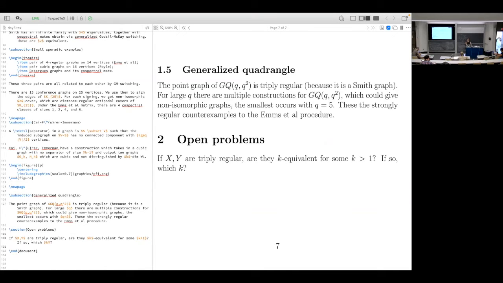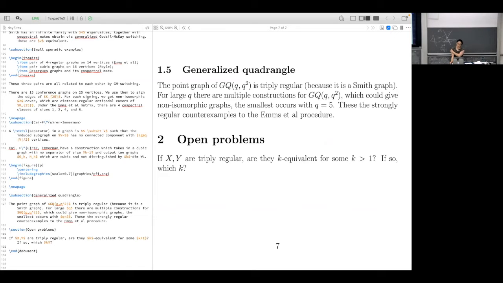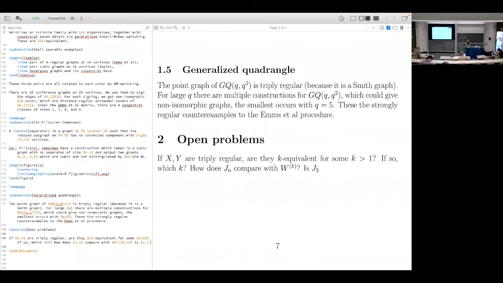So for this procedure of m's and all, I need k to be 2 to have an infinite family. But does it have to be? But what is the actual truth? Maybe there are 3-equivalent, triply regular. I don't know. If you want the thing that corresponds to triple products, that should be 3. And then also, how does the Johnson algebra J_n compare with W to the k? Could it be that some image of J_3 is contained in W to the 2?